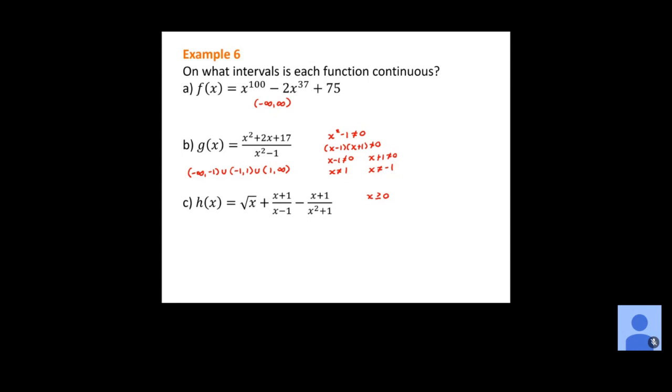All right, now let's look at the second piece here, x plus 1 over x minus 1. Where is that going to have a discontinuity? At 1, good, right? Because we would say that the denominator x minus 1 can't be equal to 0. That tells us that x cannot be equal to 1, so we have a discontinuity at 1 now. Right, what about the last one, x plus 1 over x squared plus 1?